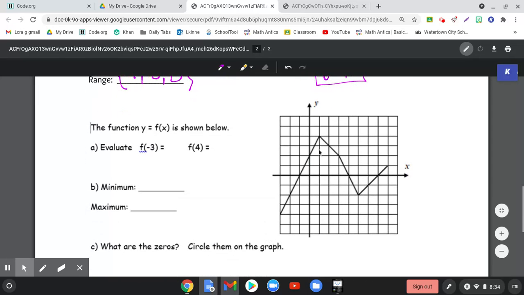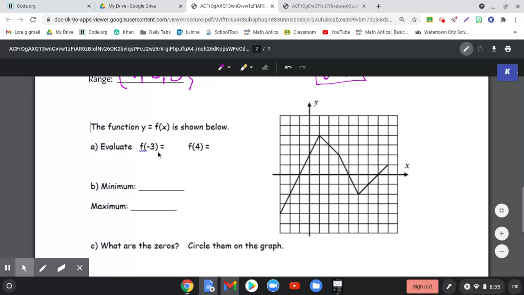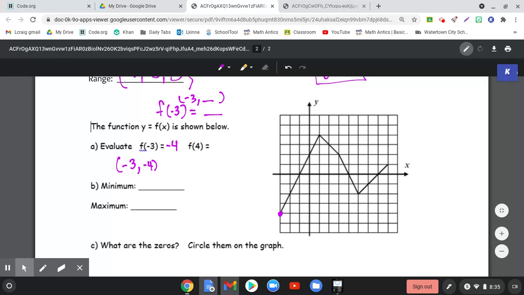The last part of this is just going over this graph here. The function is shown, f of x is shown, so that's its name. Evaluate f of -3. Remember, if it's f of -3, you want to find the y value. So it's the point -3 what? Well, find -3 on the x-axis, just like you were plotting a point. Follow it to your graph. What's that y value down there? That's the point -3, -4. So f of -3 is -4.